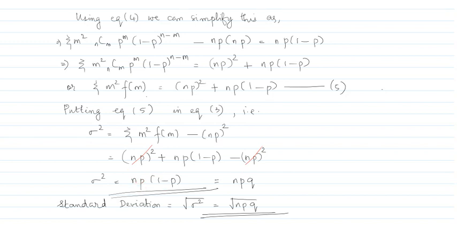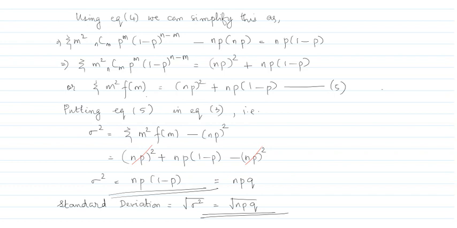Now what is 1 minus p? 1 minus p is nothing but q, which is your probability for failure. p is the probability for success, and n is the number of trials, the total number of trials. This is your variance. So sigma square is given by npq in the case of binomial distribution.